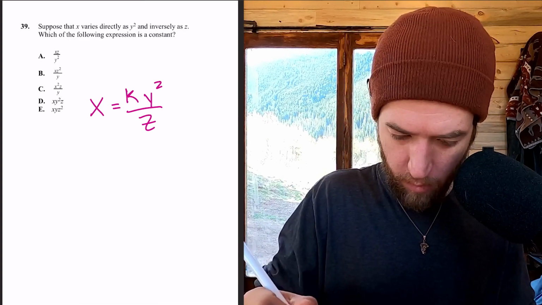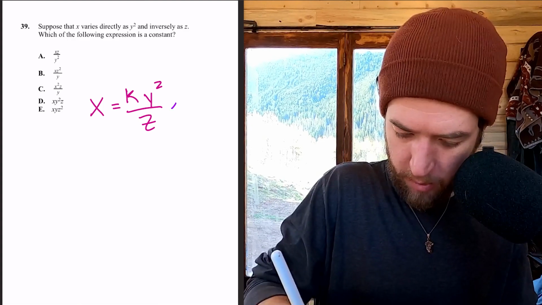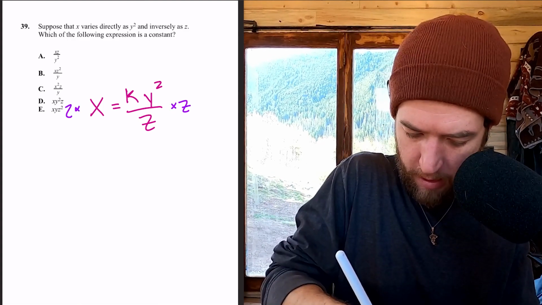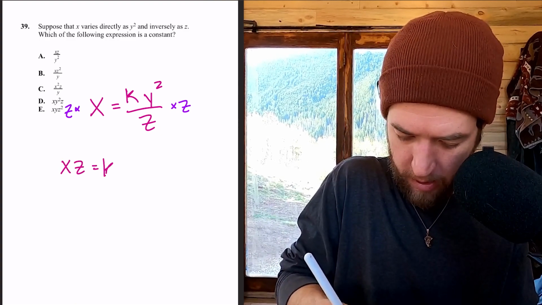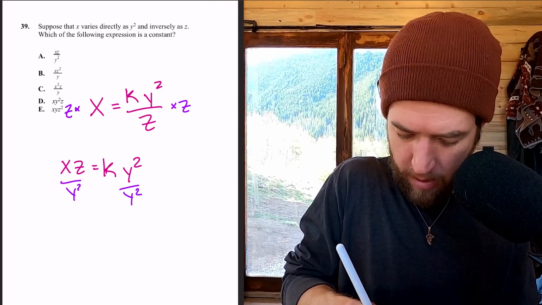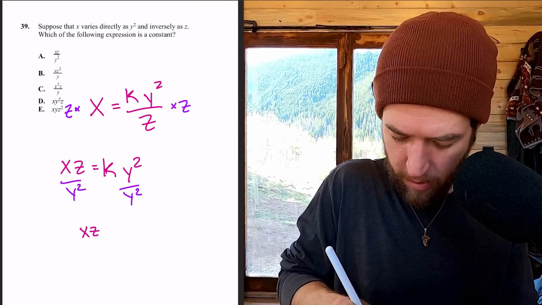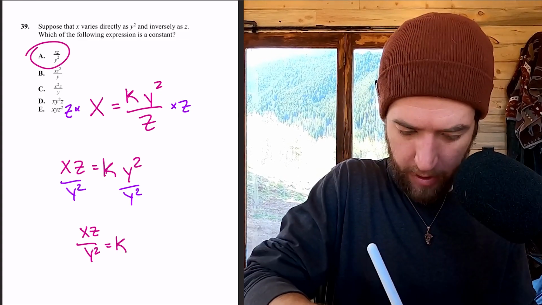So then, which of the following expressions is a constant? Rearrange, I assume, so multiply by z on both sides. Okay, so xz equals the constant times y squared. Divide by y squared on both sides. So we get xz over y squared should be a constant in this case. xz over y squared, answer A. On to the next.